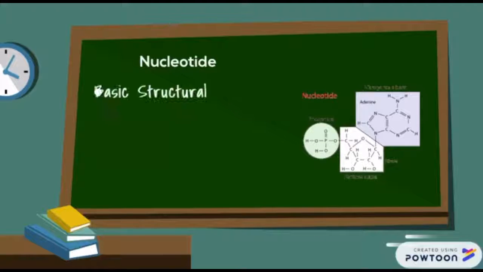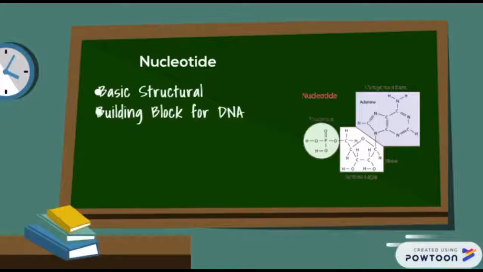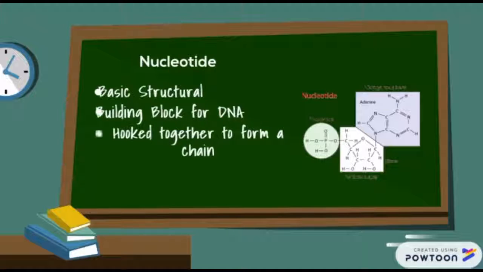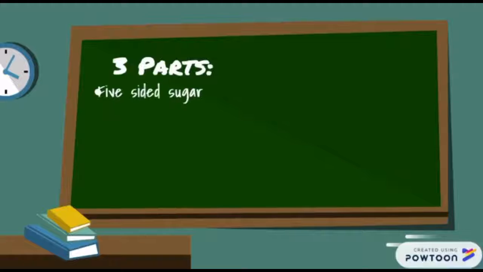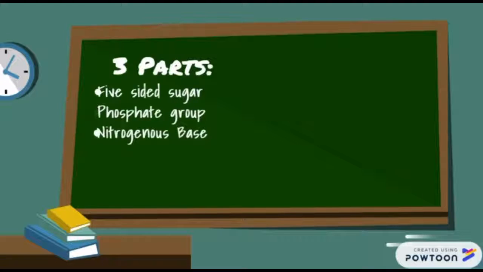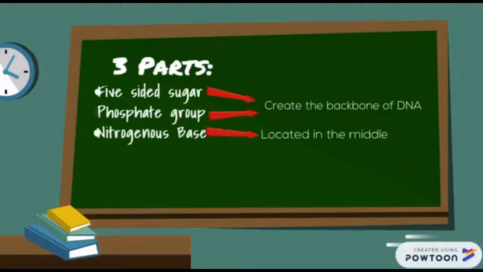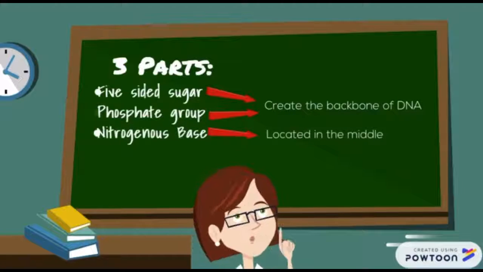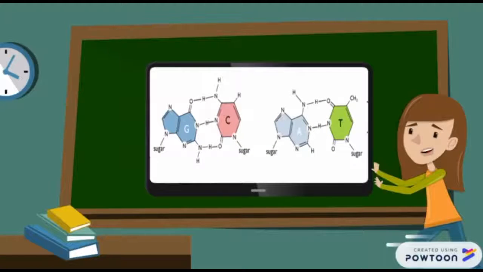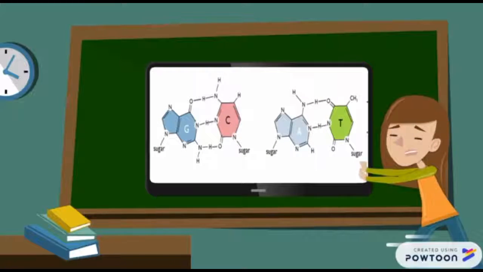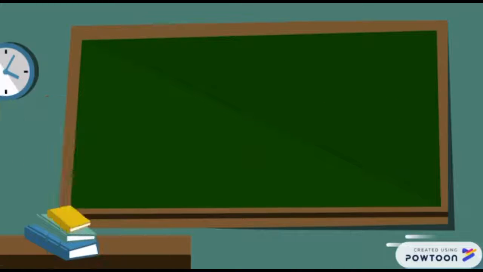A nucleotide is the basic structural unit and building block for DNA. These building blocks are hooked together to form a chain of DNA. It is composed of 3 parts: a 5-sided sugar, a phosphate group, and a nitrogenous base. The sugar and phosphate group make up a backbone for the DNA double helix, while the bases are located in the middle. A chemical bond between the phosphate group of one nucleotide and the sugar of a neighboring nucleotide holds the backbone together, and chemical bonds between the bases that are across from one another hold the 2 strands of the double helix together.